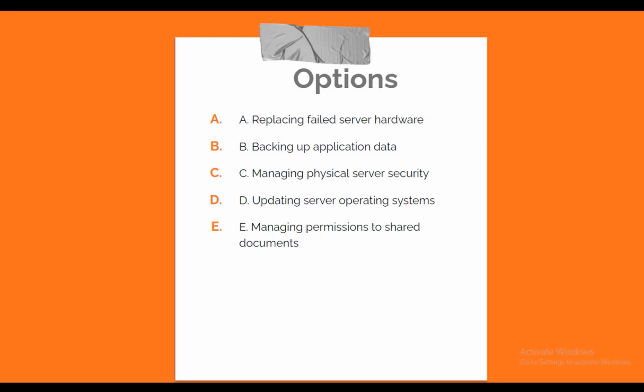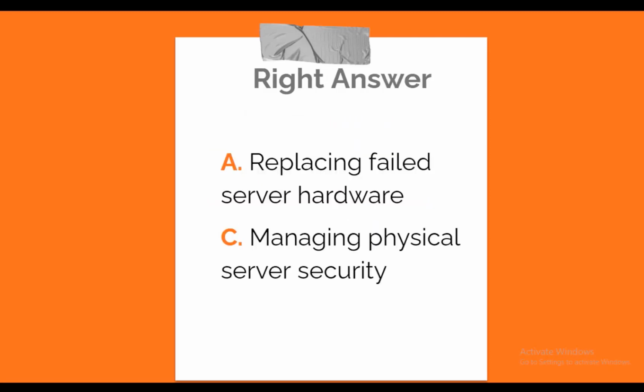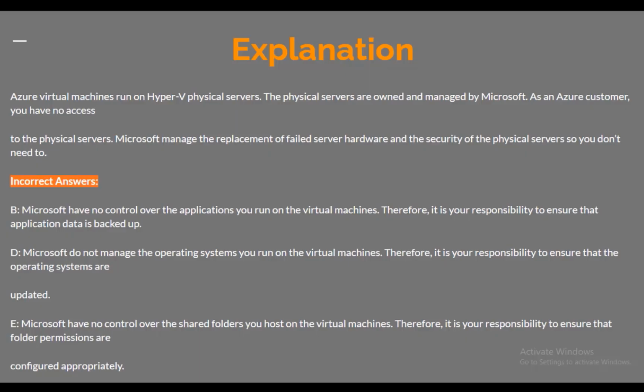Option A, replacing failed server hardware. Option B, backing up application data. Option C, managing physical server security. Option D, updating server operating systems. Option E, managing permissions to shared documents. And the correct answer is option A, replacing failed server hardware, and option C, managing physical server security. Explanation.